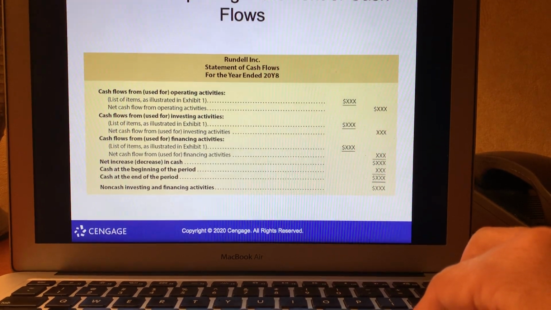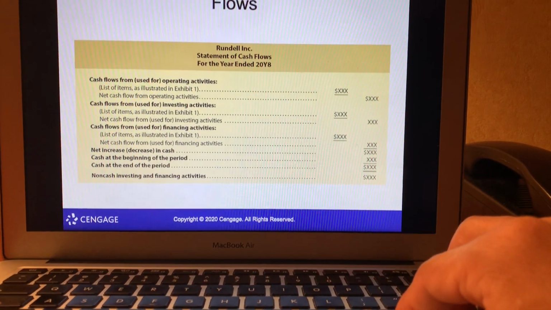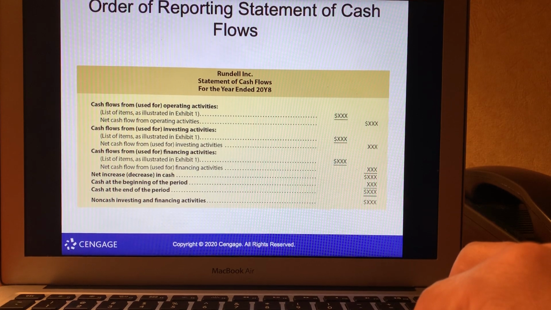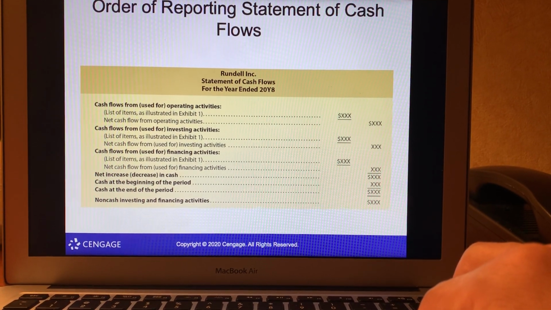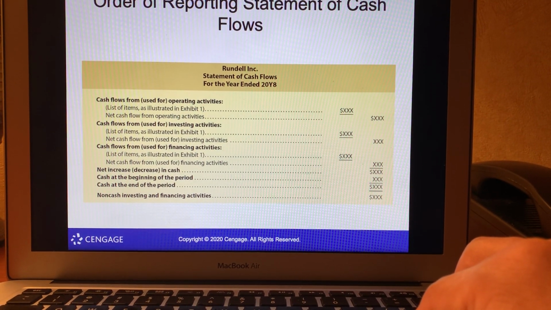So here's the example of this company's order of reporting on the statement of cash flows. So take a look at that. This is in your book as well.